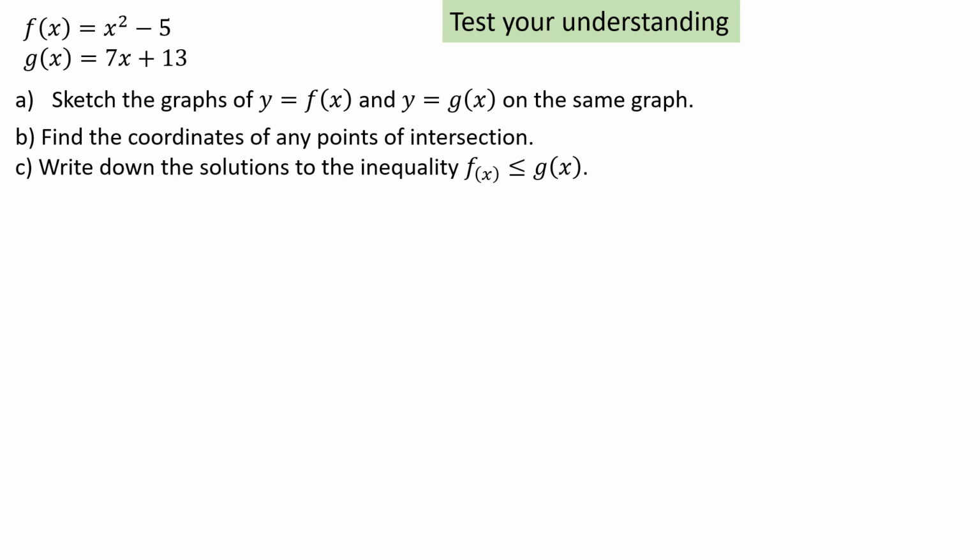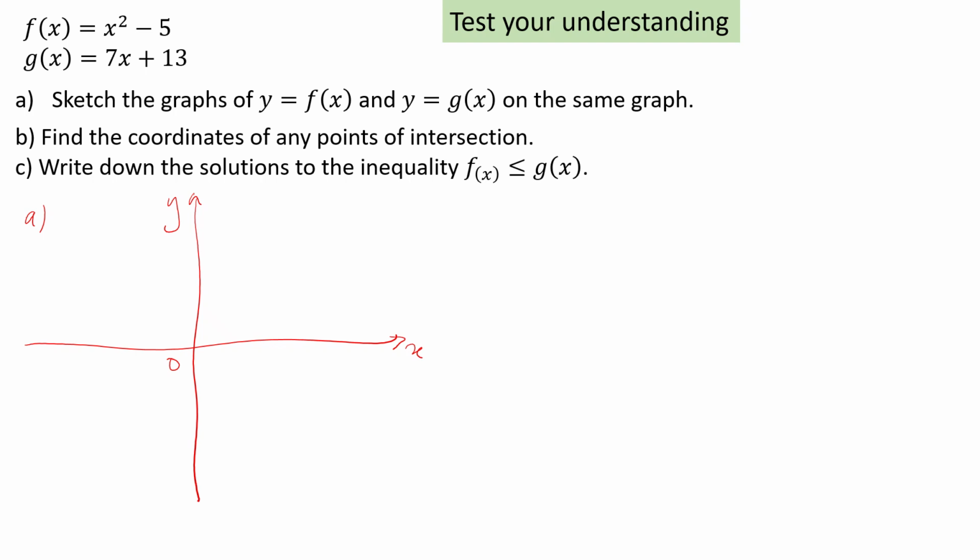Pause this video and try it yourself. f(x) equals x squared minus 5 and g(x) equals 7x plus 13. So f(x) is the quadratic, g(x) is a straight line. So sketch the graph. Draw the axes, x-axis, y-axis.